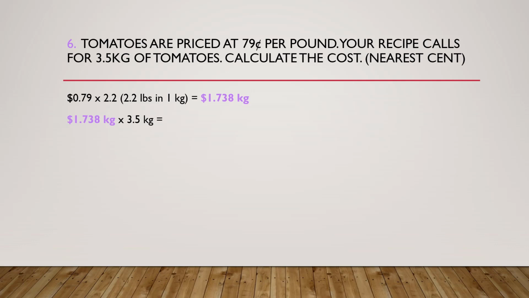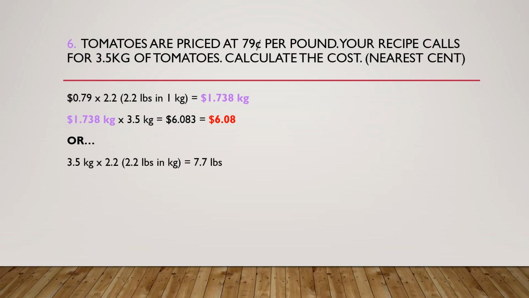I'm going to take the cost per kilogram and multiply that by the amount of kilograms my recipe calls for, 3.5. And I find that my answer is 6.083, but I need to round that off to the nearest cent. So I get $6.08 for 3.5 kilograms of tomatoes. Oh, look, there's another way of doing it.